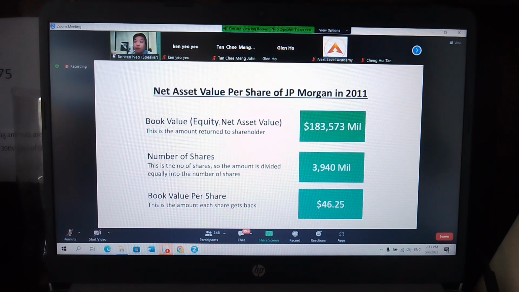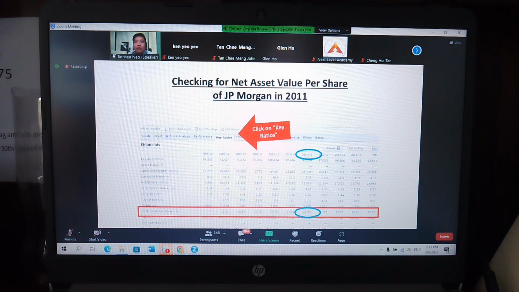Very straightforward. You can see over here, this is back in 2011. Book value per share is 46. So if the share price is lower than this number, it means that it's undervalued. If the share price is higher than this value, it is overvalued. Do you understand this? If you understand, type U.